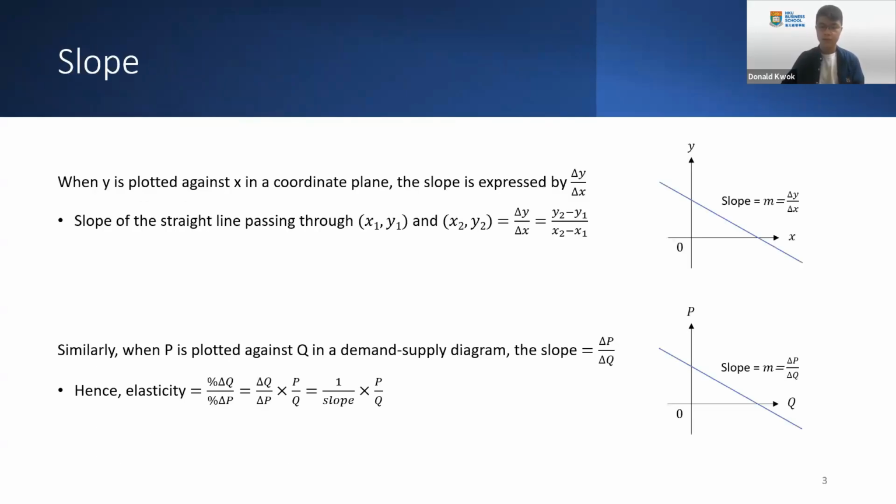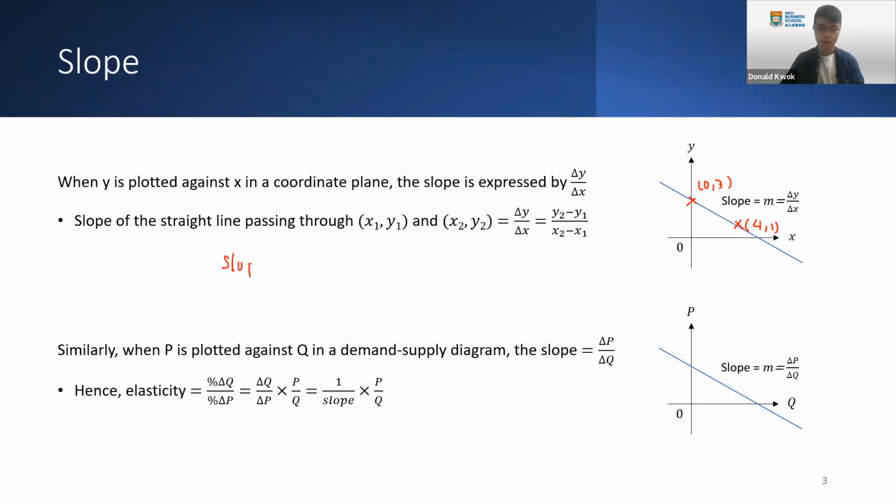So let's start with the idea of slope. How can we calculate the slope? Suppose we have 2 points on the straight line here, (4, 1) and (0, 3). How can we calculate the slope between these 2 points, or the slope of the straight line passing through these 2 points?